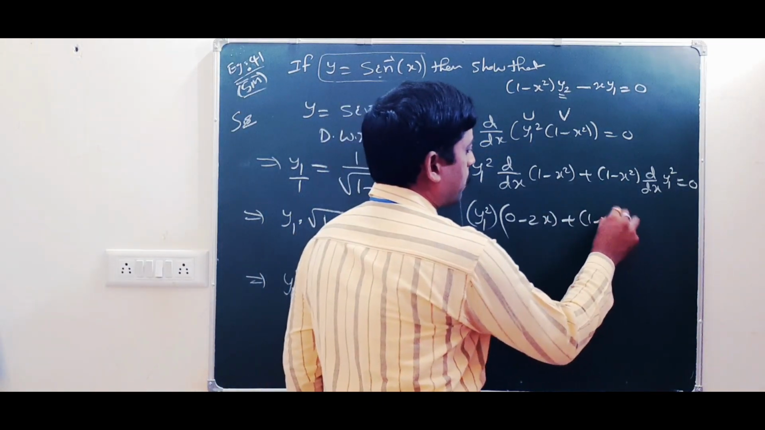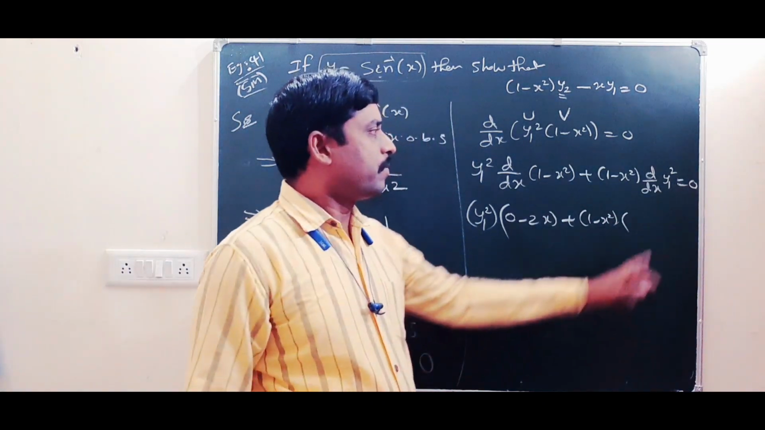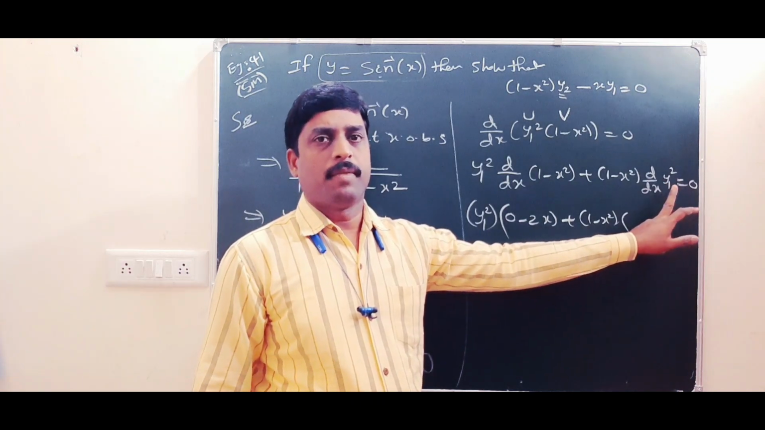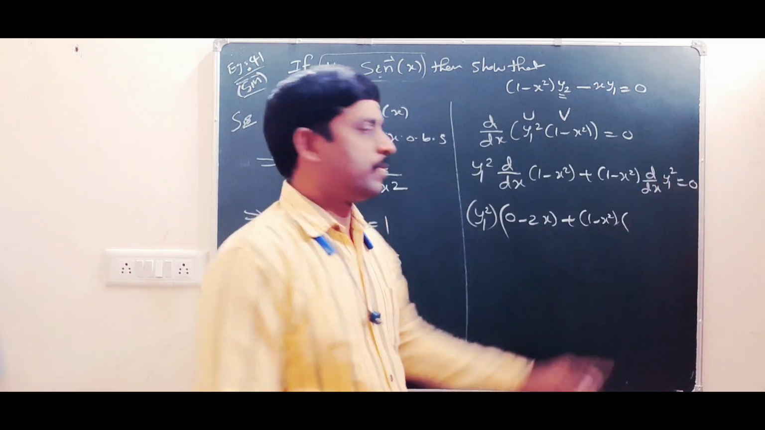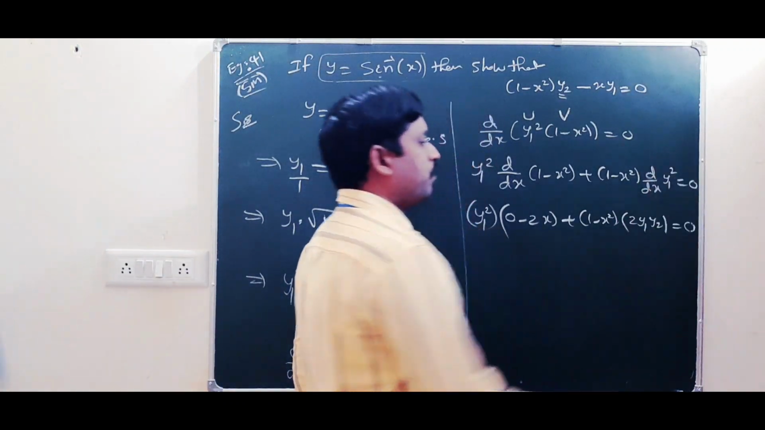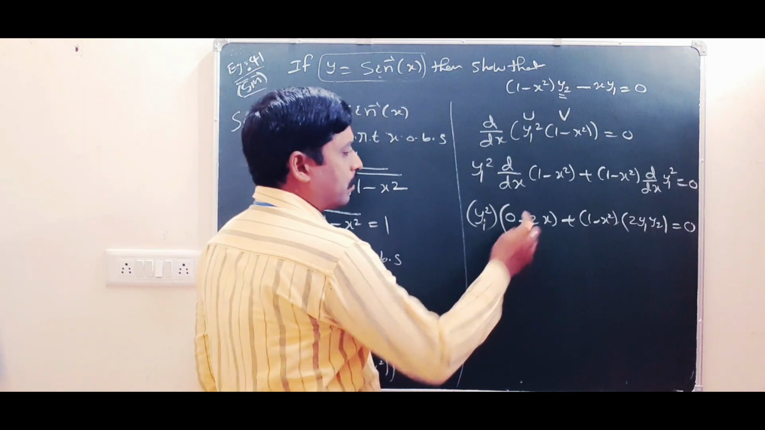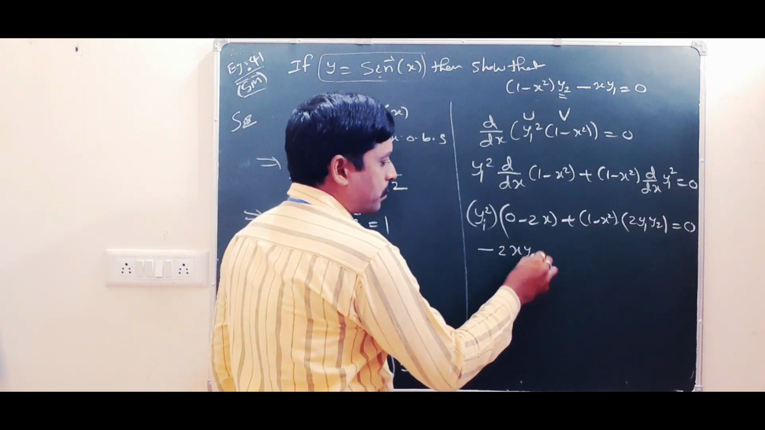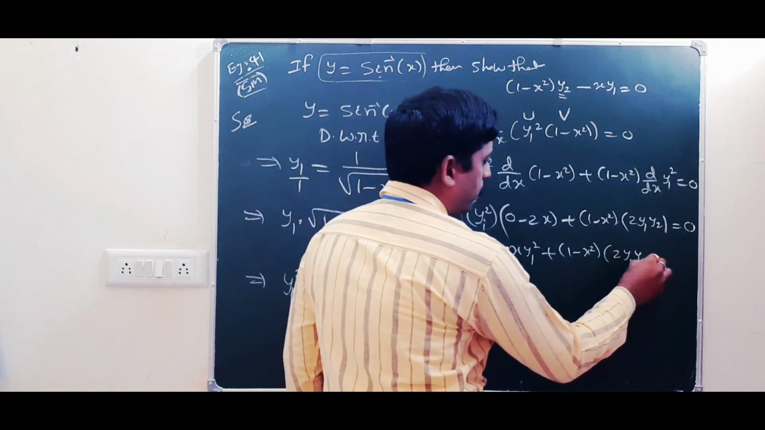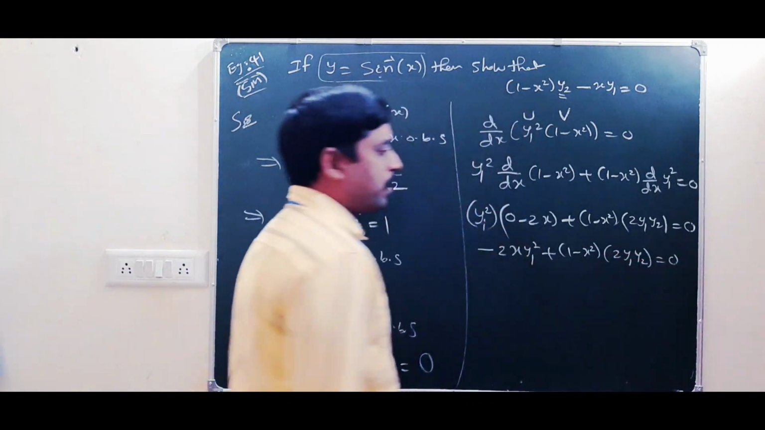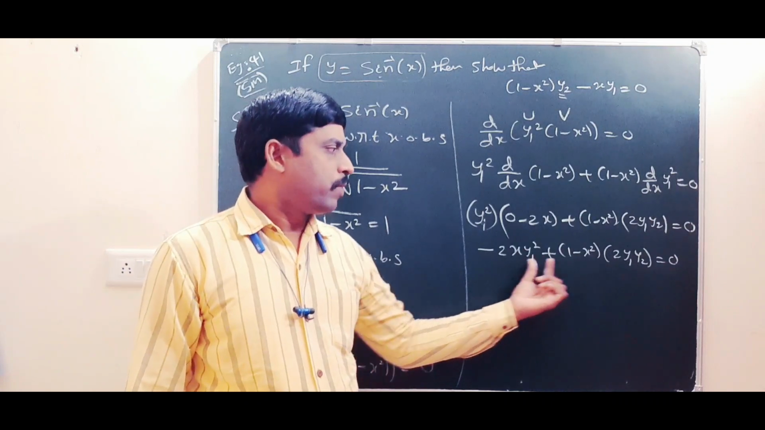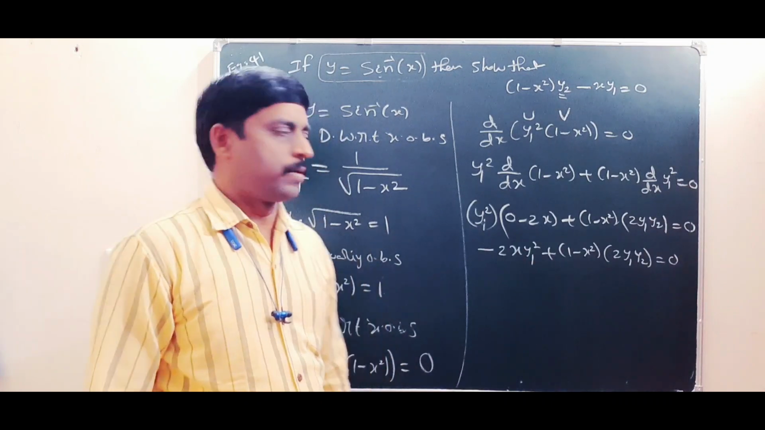1 minus x square into differentiation of y1 square. Differentiation of y1 square is 2y1, but the differentiation of y1 is y2. So 2y1 into y2, and it is going to be 0. Minus 2x y1 square plus 1 minus x square into 2y1 y2 equals 0. In this, take 2y1 out common.